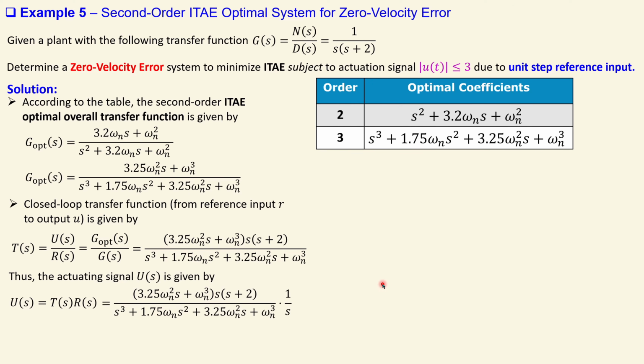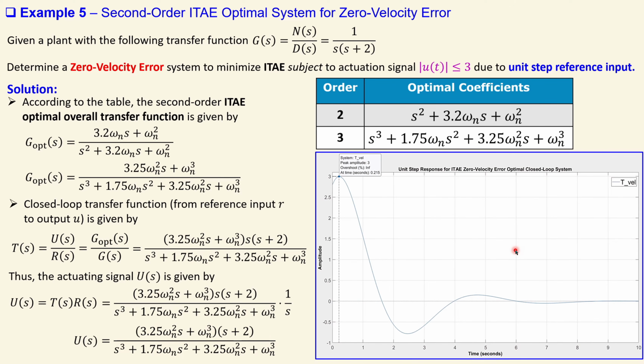And 1 over s is because the R was a unit step input, or the unit reference was a unit step. So that will be, I lose this s here and also this s. That means actually I have this expression. Okay, what's the next step?